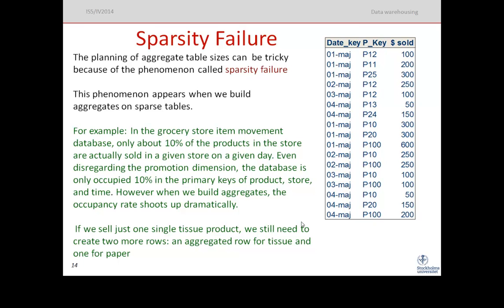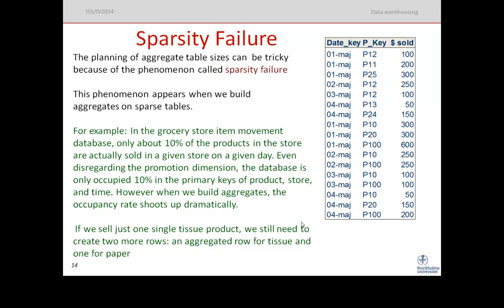However, sometimes it might not be advisable to create an aggregate, and that is when we might risk having a sparsity failure. A sparsity failure deals with the planning of aggregate table sizes, which can be tricky because of this phenomenon. This phenomenon appears when we build aggregates on very sparse tables. For example, in the grocery store item movement database, only about 10% of the products in the store are actually sold in a given store on a given day. Even disregarding the promotion dimension, the database is only occupied 10% in the primary keys of product, store, and time. However, when we build aggregates, the occupancy rate shoots up dramatically.